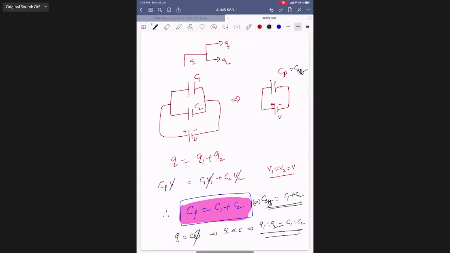So division of charge means they cannot be in series. They must be in parallel combination.